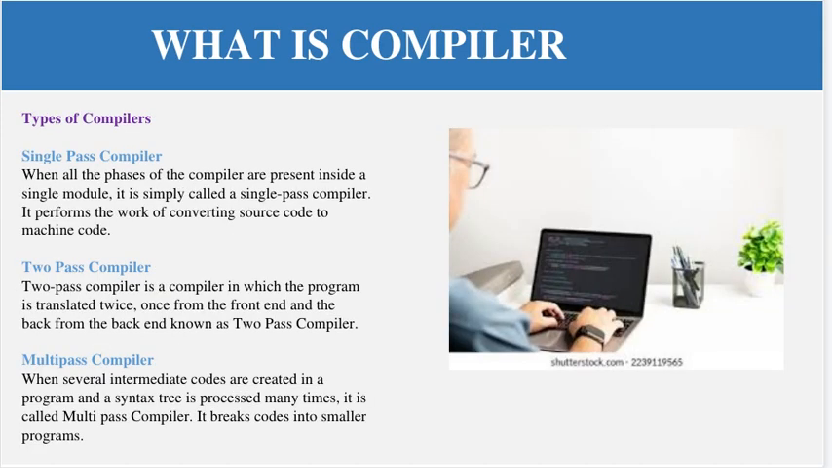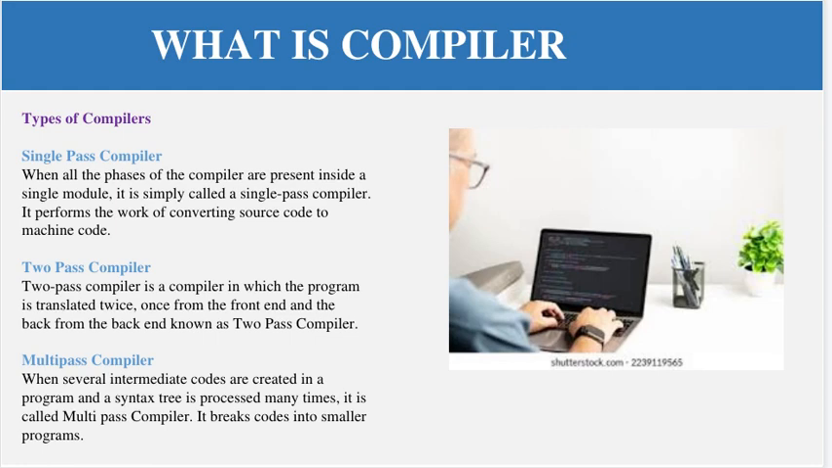Then there are mainly 3 types of compiler. The first one is the single pass compiler. A single pass compiler is one where all the passes or phases of the compiler are present inside a single module. It performs the work of converting source code to machine code. That means the 6 phases which we have already discussed in the previous slides.